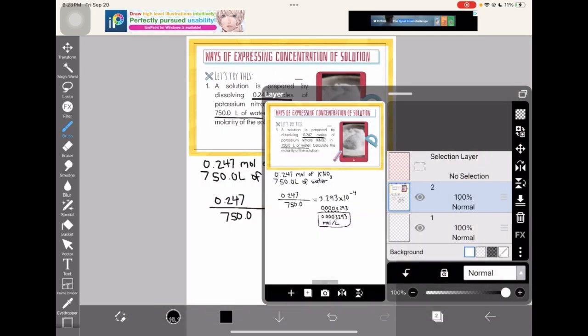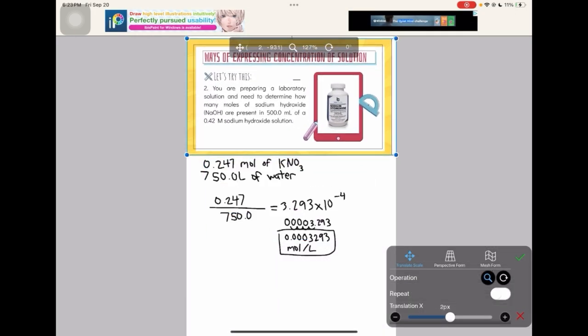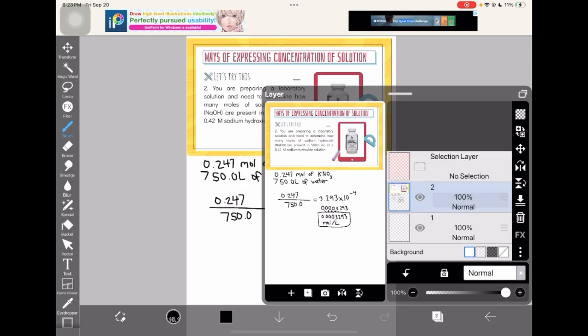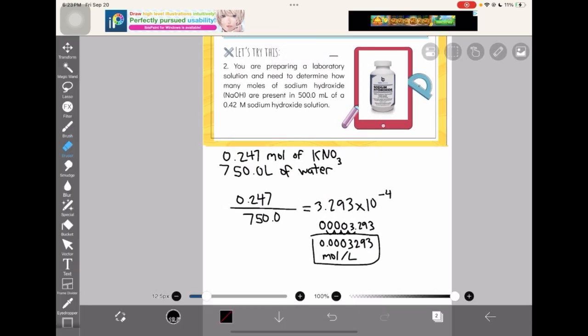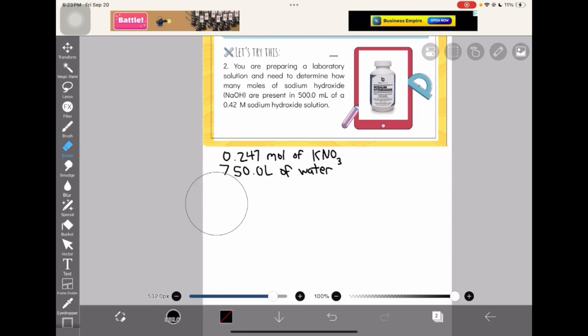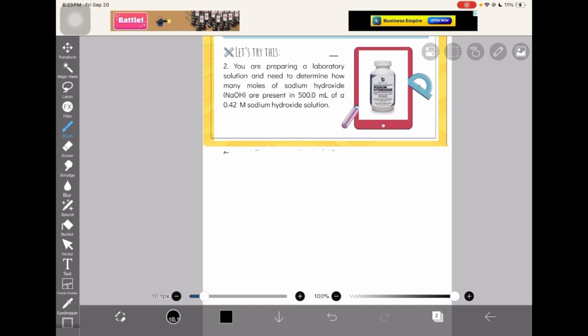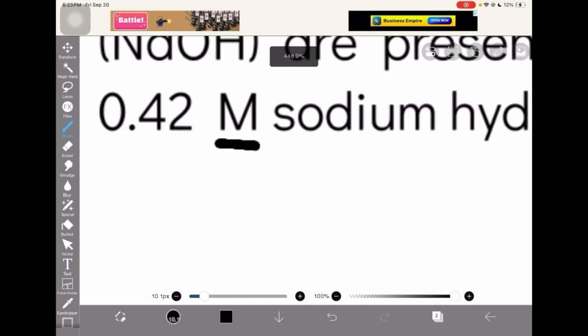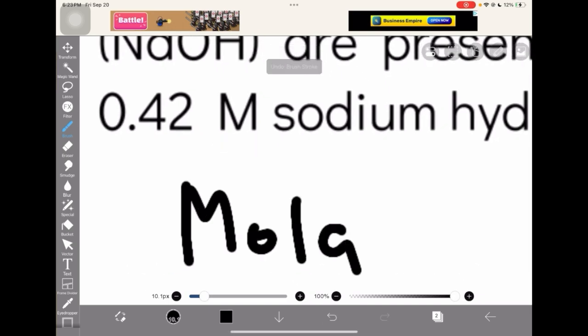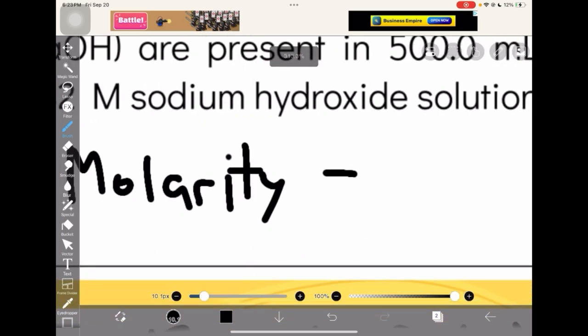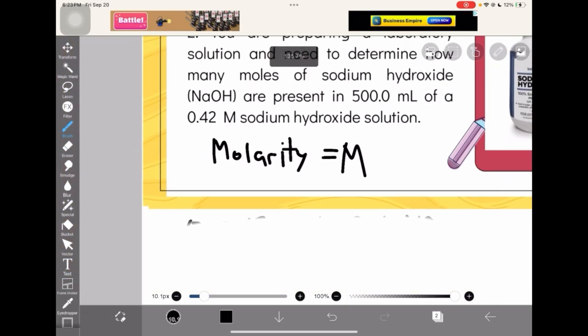So this is number 2. Okay, once again, we have to always read for the given. So you are preparing a laboratory solution to determine how many moles of sodium hydroxide, NaOH, are present in a 500 milliliter of a 0.42 molarity solution. By the way, capital M means molarity. So I'll just write that down. And strictly, it has to be capital M, because if it's small m, it's molality.